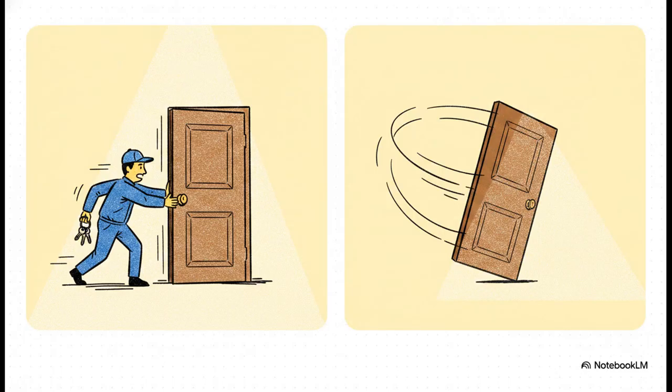Take a look at the active sentence on the left here. Der Hausmeister muss die Tür schließen, meaning the janitor must close the door. But look over on the right. We have the passive voice. Die Tür muss geschlossen werden. The door must be closed. Do you see that perspective shift? By moving the focus away from who does the action to what actually needs to be done, your German instantly sounds more objective, more formal, and way more professional.